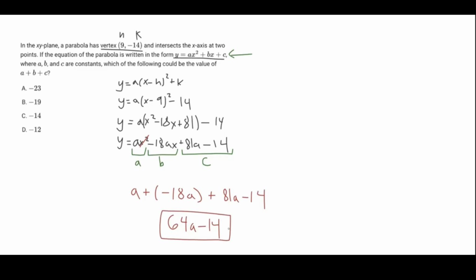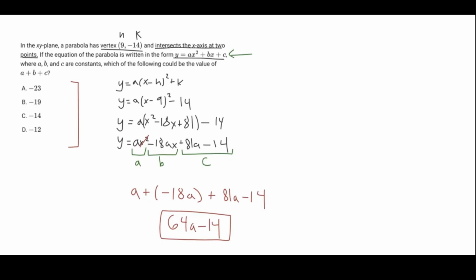All right. So now how do we determine what could be a possible value, right? Like how do we actually get our answer choices? Well, we actually have to go back into the question and look at what was given. So it says that it's a parabola with a vertex of (9, negative 14). It says it intersects the x-axis at 2 points.